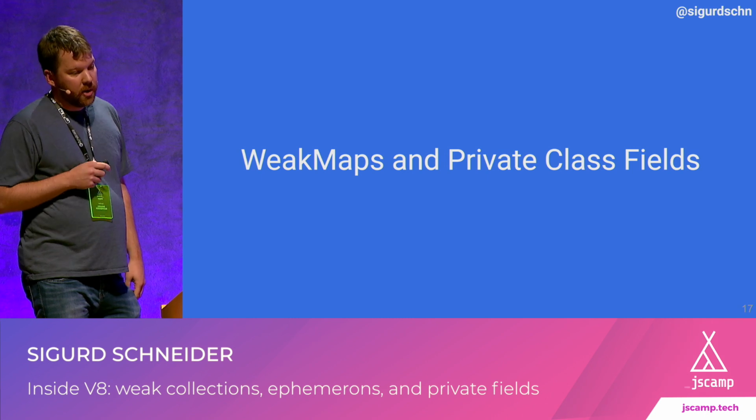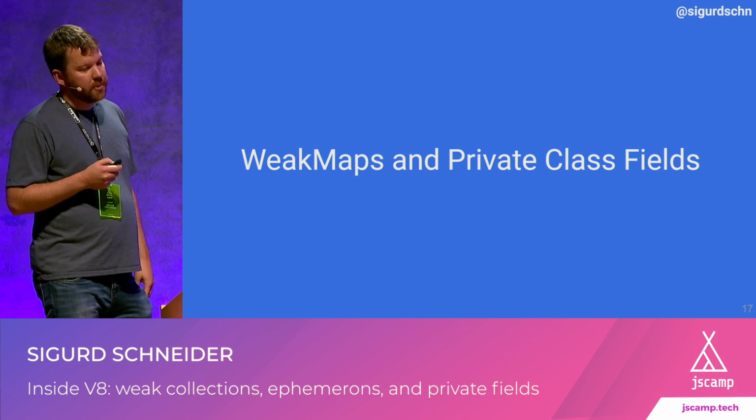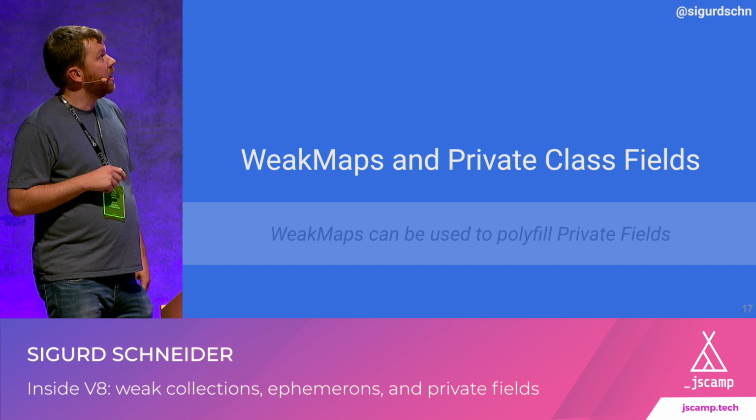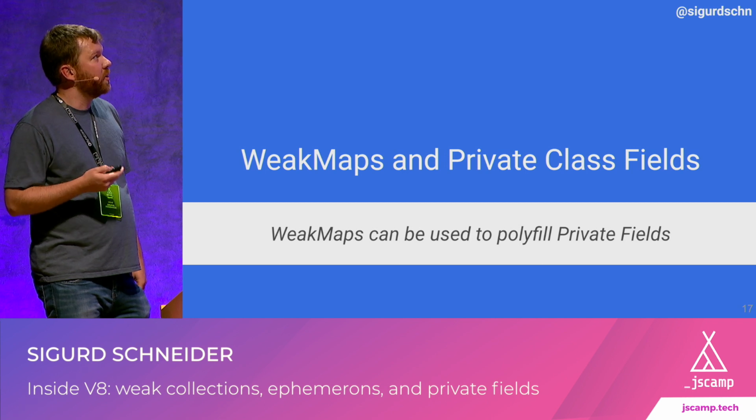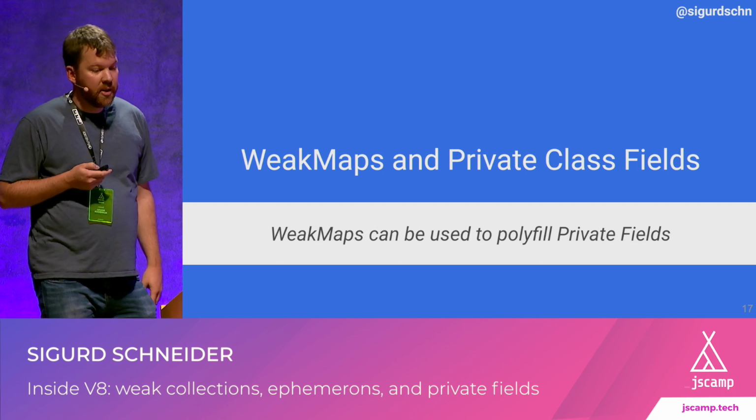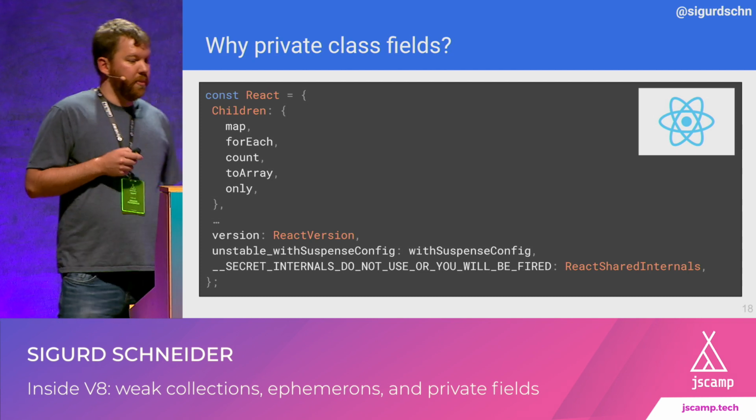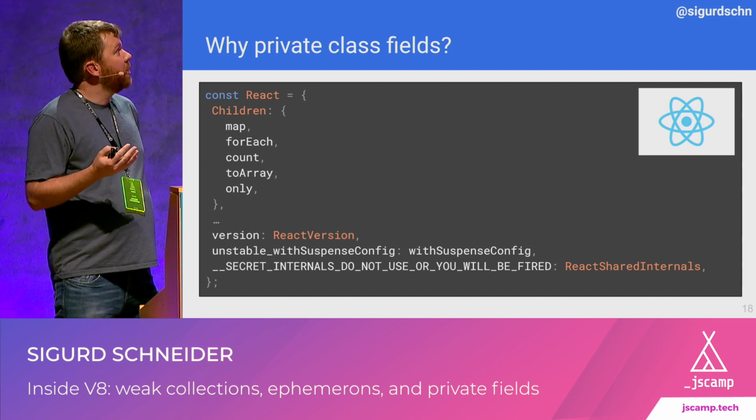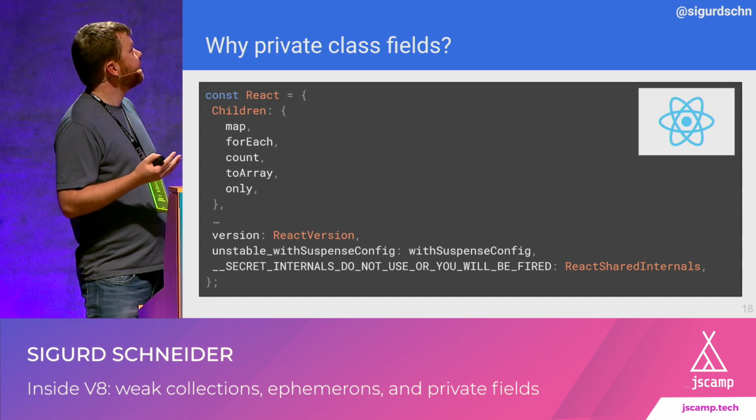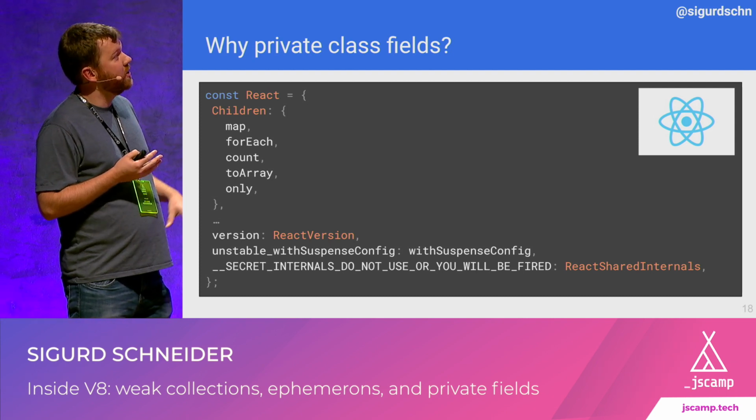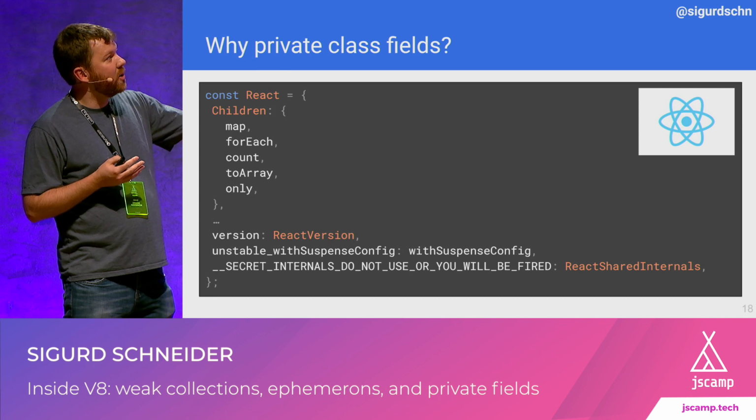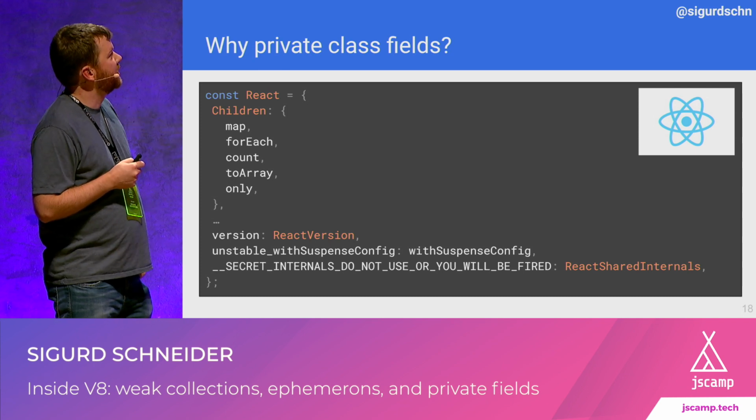So now I can explain to you how weak maps and private class fields are related. And the slogan here is that weak maps can be used to polyfill private fields. So if you don't have an implementation of private fields, you can use weak maps to implement them. But first, why would you care about private fields at all? And apparently, it's a good idea to somehow prevent users from accessing the internals they shouldn't access.